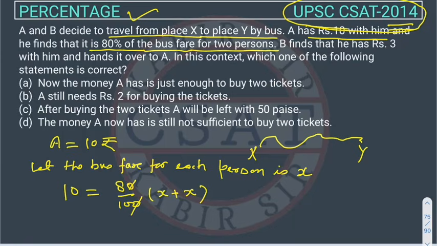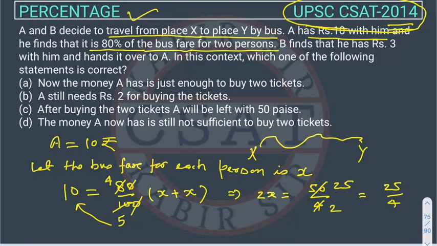The 0 will cancel this 0, and we can divide by 2, so it will come 2 by 5. The 5 will go this side, so this will be 2x. x plus x is equal to 2x is equal to, the 5 will go this side, right? So it will be 50 upon 4, right? So it will be 25 by 2. Now this 2 will also come this side, so it will become 25 by 4. When you solve this, x will be how much?